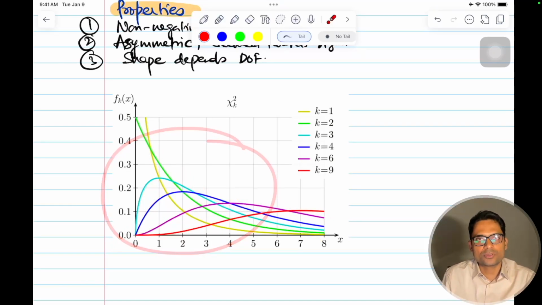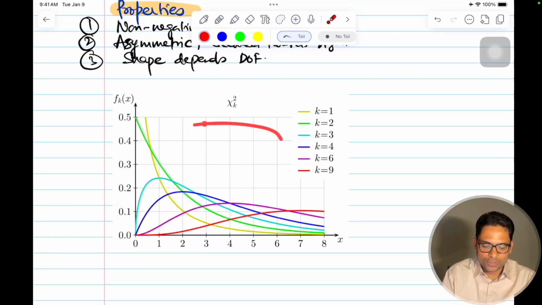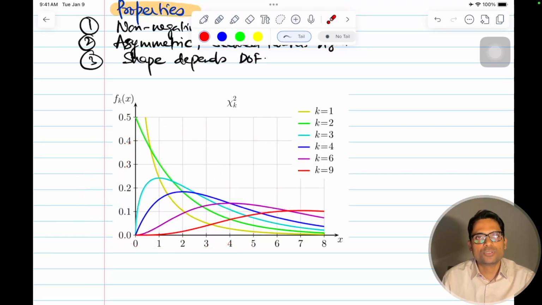This is the kind of distribution. So all the distributions are not symmetric. Even T was symmetric. So I wanted to expose you to another kind of distribution.